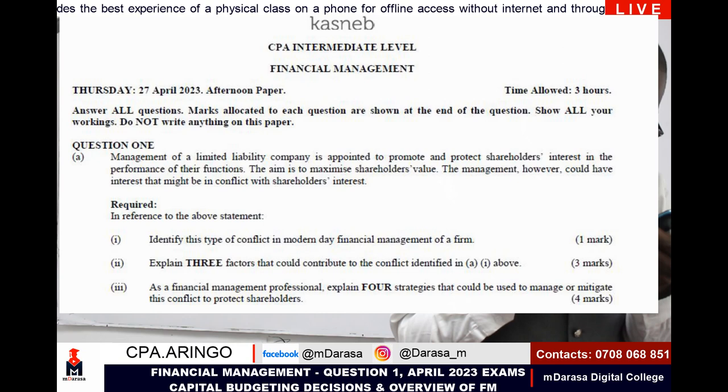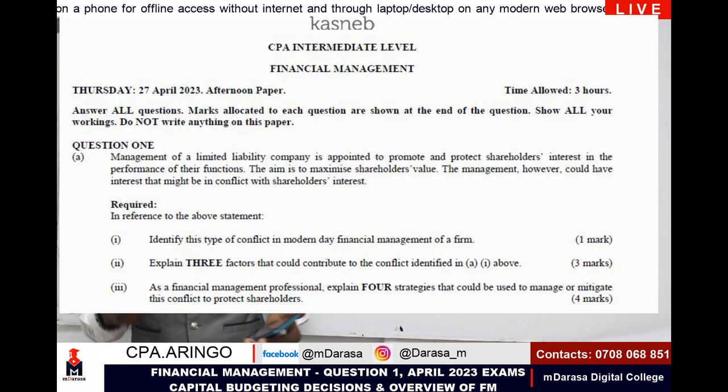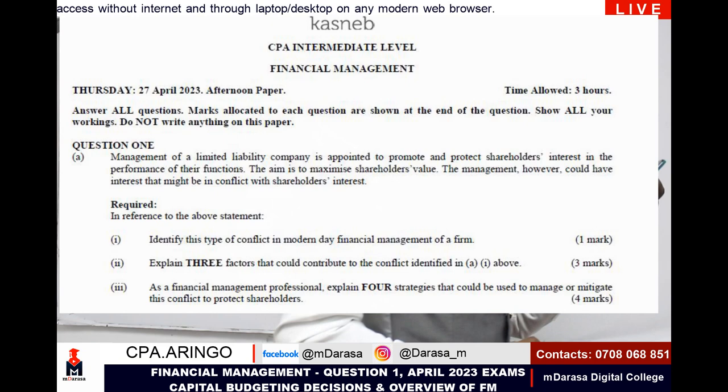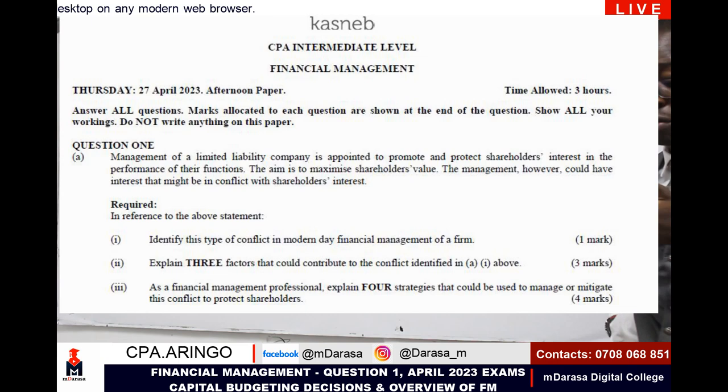Even before we go to any other item, once you are able to identify that you're dealing with a question from which area, which specific topic, it will be very easy for you. So here, we are asked like part A, we need to identify this type of conflict in modern day financial management of a firm. So literally in that case, we can see that that is basically what?